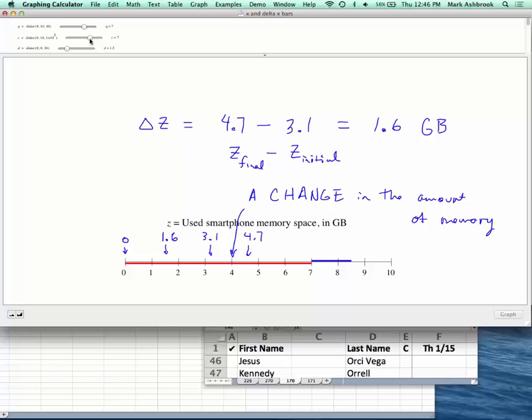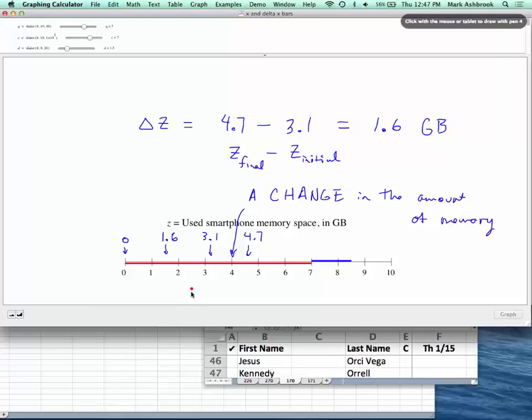Yeah. Then it's like you had 7 gigs on your phone used up, and you want to download something new, and what you're downloading is 1.6 gigs, so that's going to cause a change of 1.6. So then the new value of Z after you're done would be what? 8.6. It would be the initial value of Z plus the change in Z would give you the final value of Z.